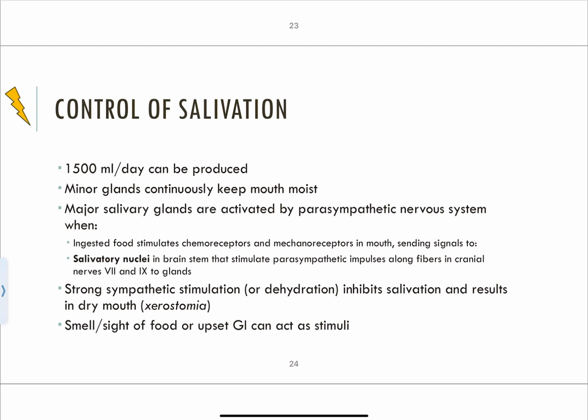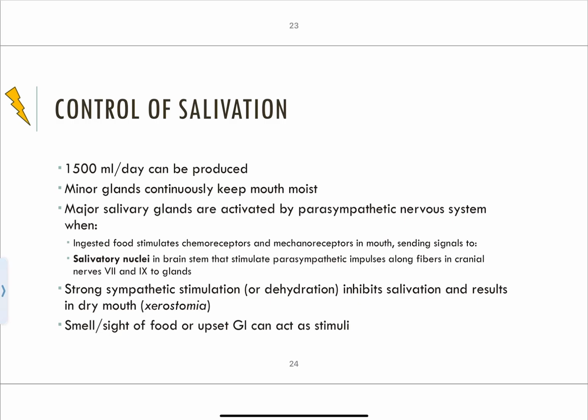So how do we control salivation? Those minor salivary glands I mentioned before secrete saliva continuously in very small amounts that are just sufficient to help keep our mouth moist. However, when we eat and food enters the mouth, the major glands are activated and huge amounts of saliva come in. So much so that our average output of saliva is about 1,500 milliliters per day, but can be even higher when our salivary glands are stimulated.